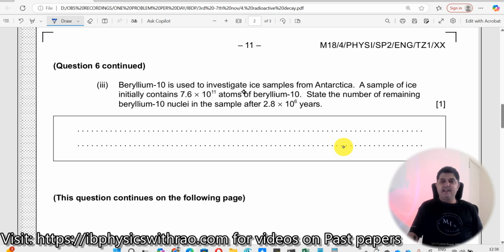Beryllium-10 is used to investigate ice samples from Antarctica. A sample of ice initially contains 7.6 × 10^11 atoms of beryllium. What is this value? It's your N0 over here. State the number of remaining beryllium nuclei in the sample after 2.8 × 10^6 years. Now let us take the half-life.